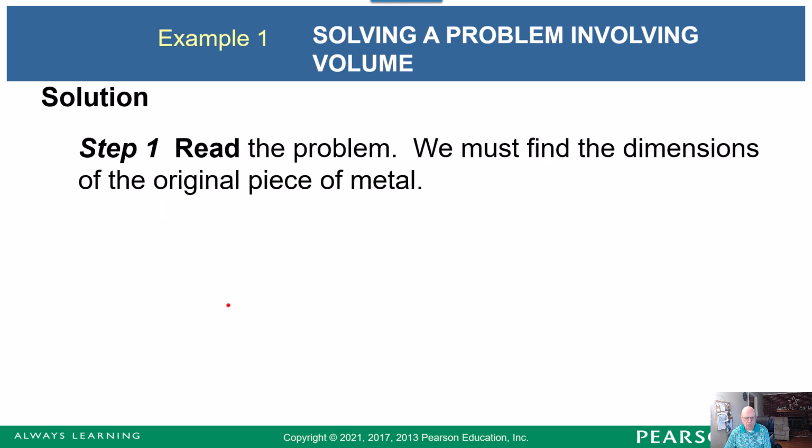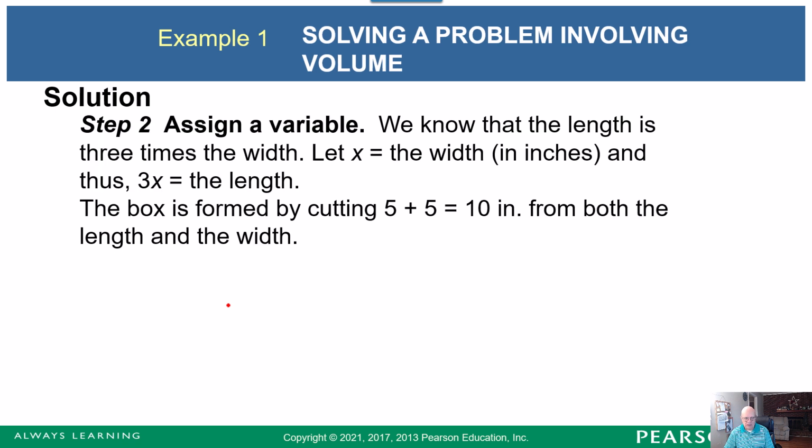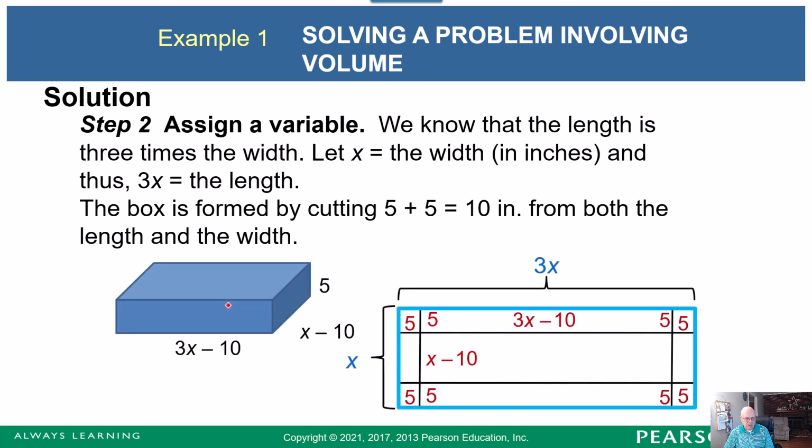So we read the problem. We found the dimensions of the original one. Find the dimensions of the other one. There's our box. 5 for the height. The width is x minus 10. And the length is 3x minus 10. So 1435 equals 3x minus 10 times x minus 10 times 5.